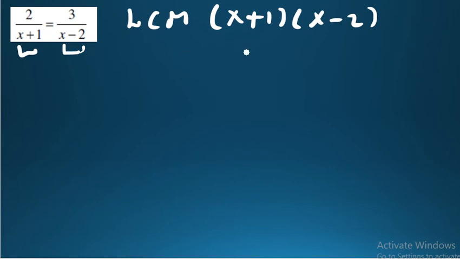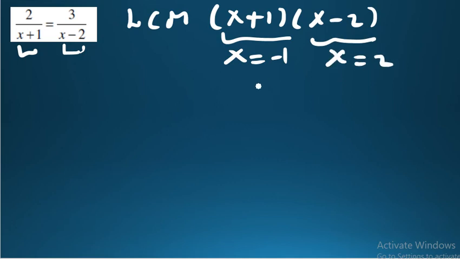So what is the 0 point of this LCM? What makes it 0? X is equal to -1. And what makes it 0? X is equal to 2. So the domain of this rational expression will be the real numbers without these two numbers.